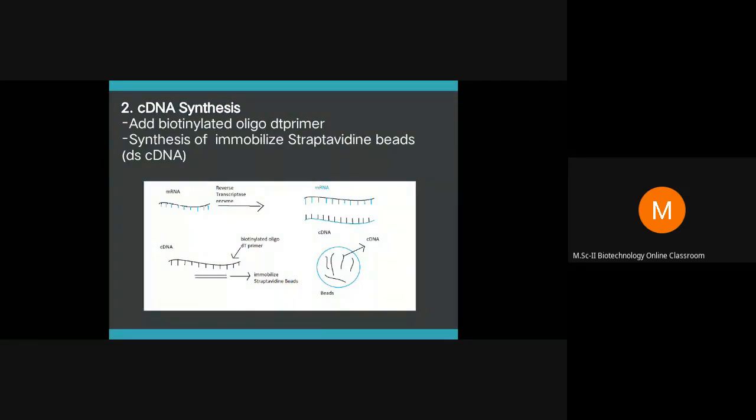So, the synthesized cDNA is immobilized to streptavidin beads. Streptavidin beads are used in the purification of biotinylated molecules. So, cDNA is mixed with the substrate of streptavidin beads. These beads will form a biotin-cDNA complex, a very strong bond.